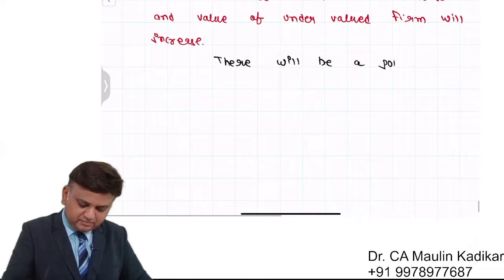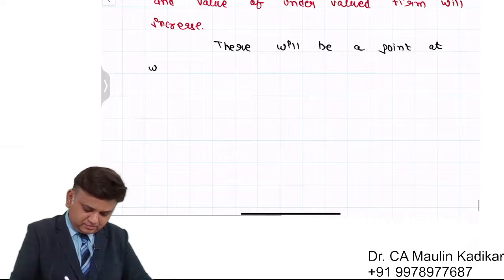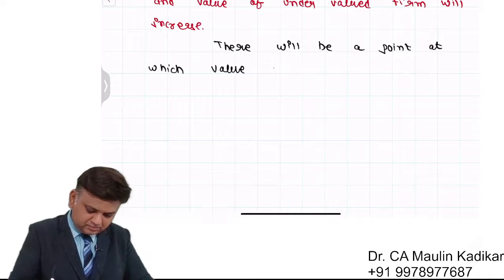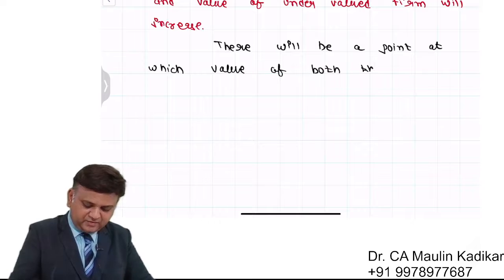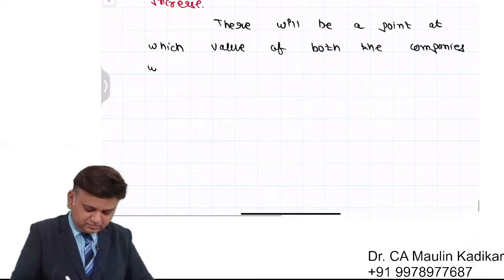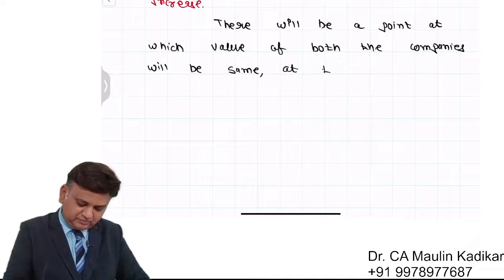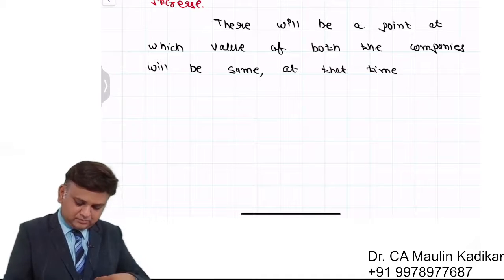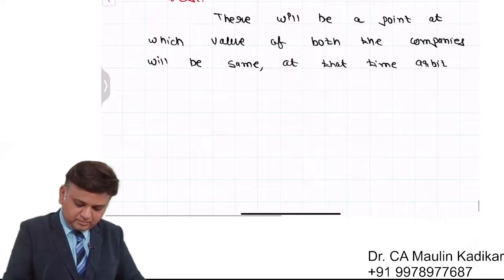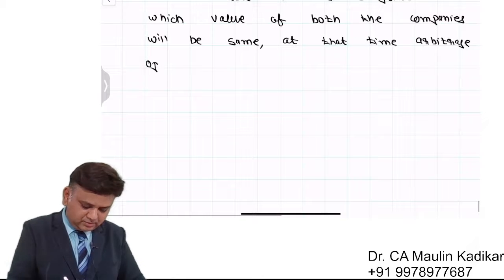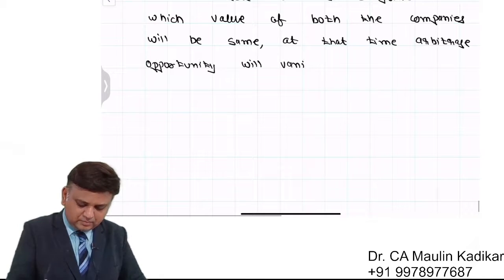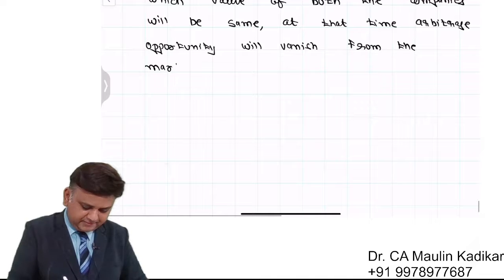There will be a point at which value of both the companies will be same, comma, at that time arbitrage opportunity will vanish from the market. Full stop.